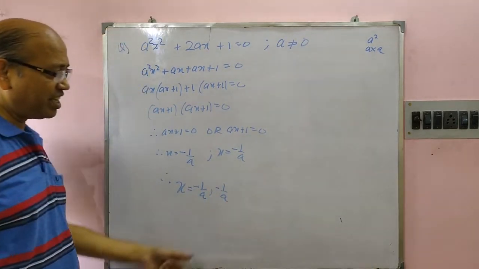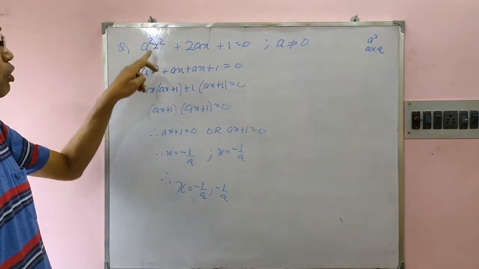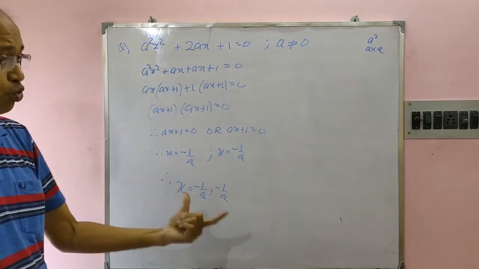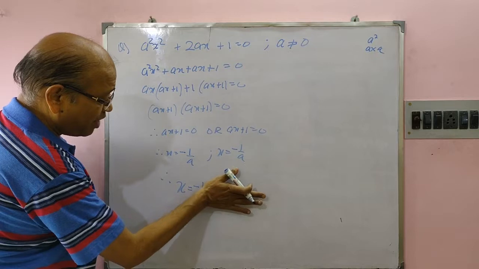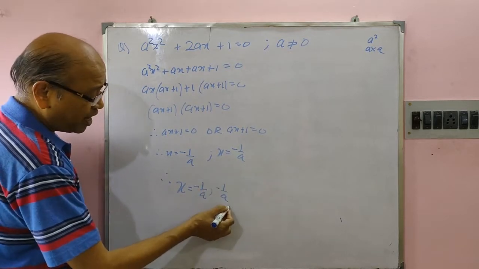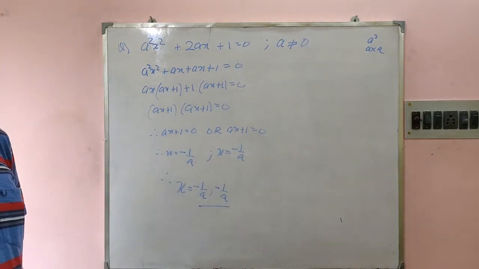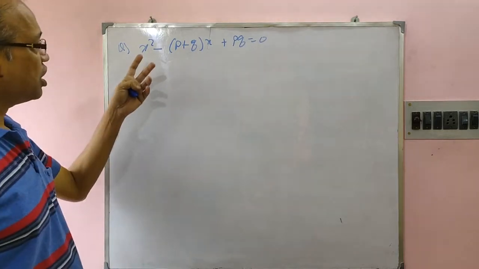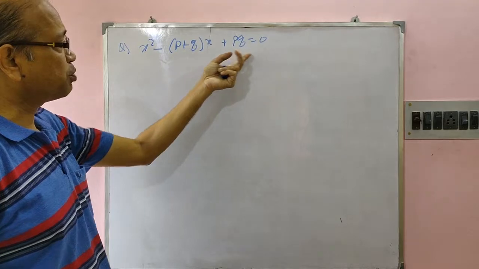You have to write the answer 2 times as it is the same answer, because here it is a square, quadratic, that means it will have 2 values, and you have to write the 2 values. You can't just write one value and leave it because both are same. You have to write both the values like this, minus 1 by a, minus 1 by a. Is it okay, clear?